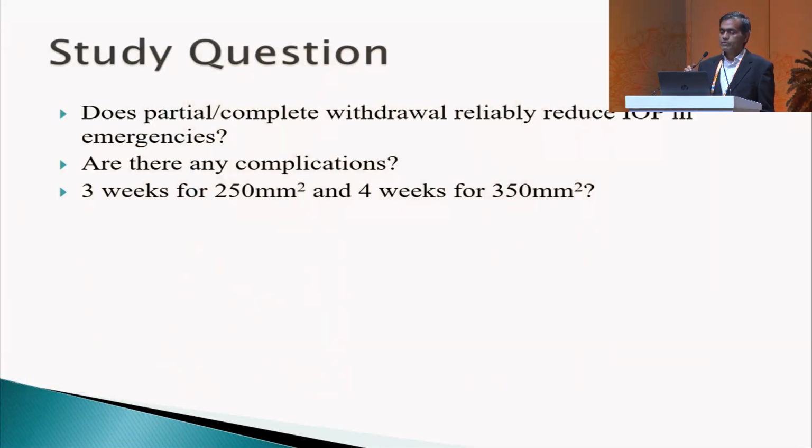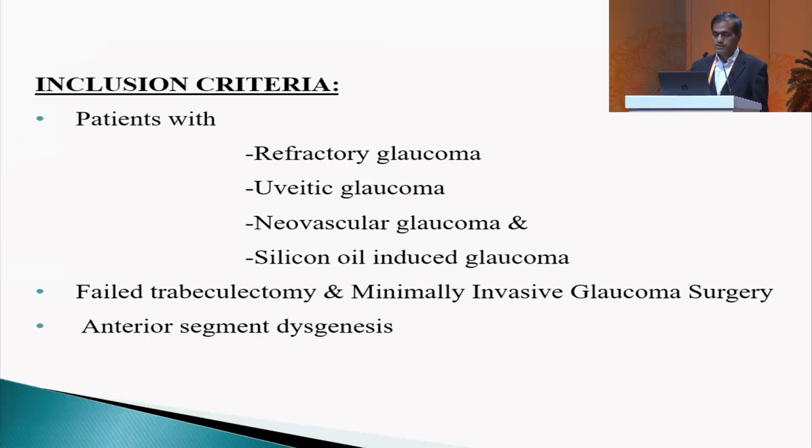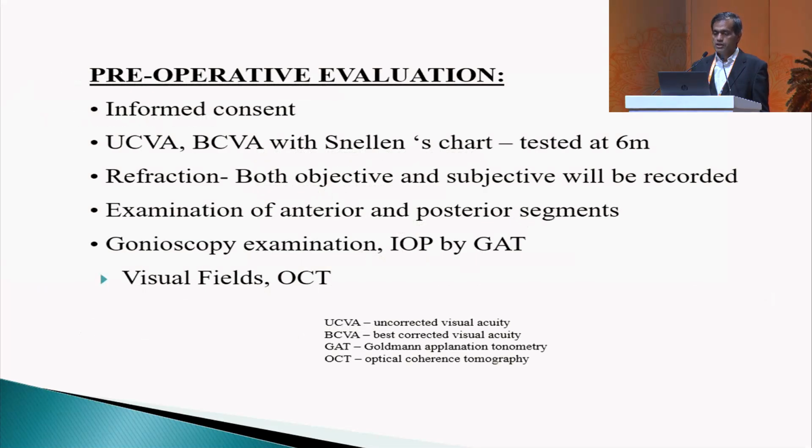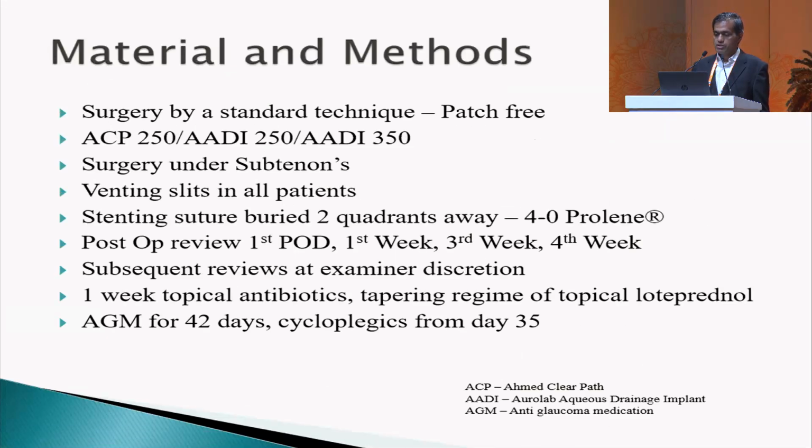So the study question was, does partial or complete withdrawal reliably reduce the intraocular pressure in emergencies? Could there be any complications, and what is the optimal time for a partial removal? So could it be 3 weeks for a 250 millimeter square and 4 weeks for a 350 millimeter square device? The inclusion criteria: patients with refractory uveitic, silicone oil induced, or neovascular glaucoma underwent GDD implantation, and informed consent was taken from all patients, and all of them underwent a comprehensive ocular examination.